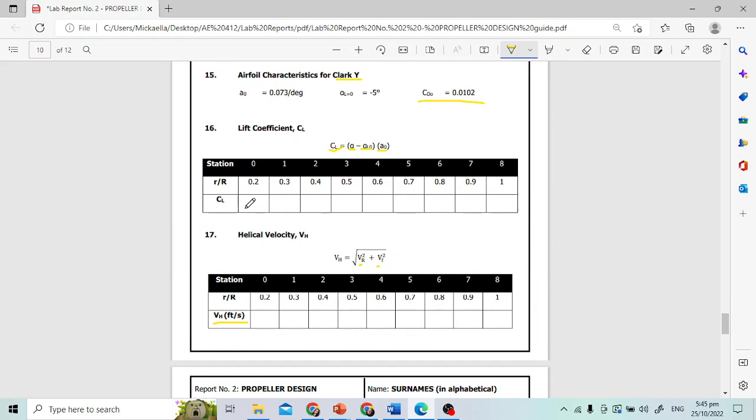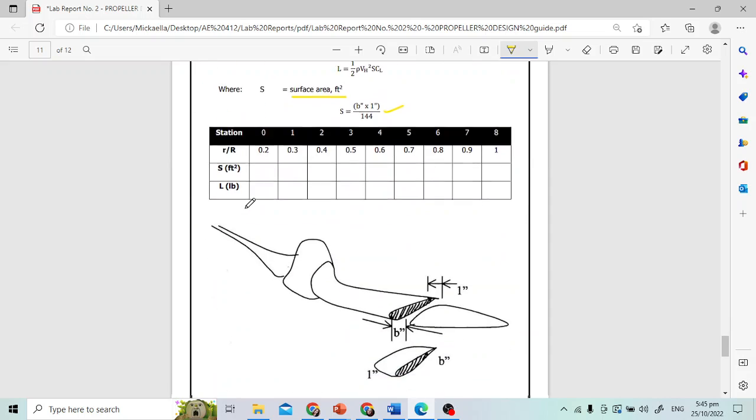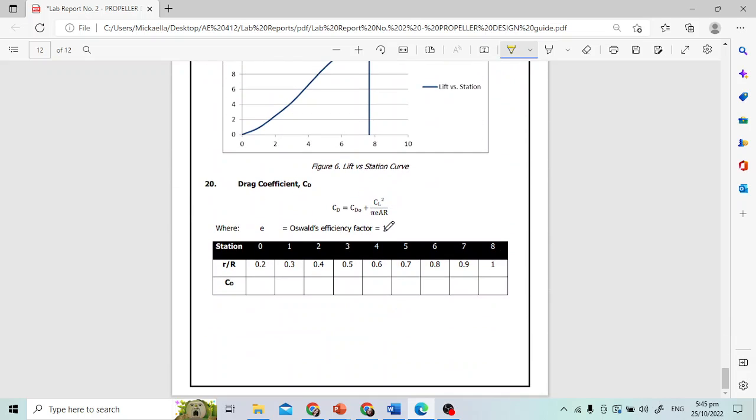So, you would be using the values per station ng ating CL doon. Then, corresponding stations yan, ha? Then, to finish off the formula, syempre, meron tayong pi. Meron tayong Oswald's efficiency factor, which is 1. I indicated there na para wala nang malilito. Then, yung ating aspect ratio. Sorry, hindi na nasakto yung bilog. Okay. So, using these, you would be getting your drag coefficient.